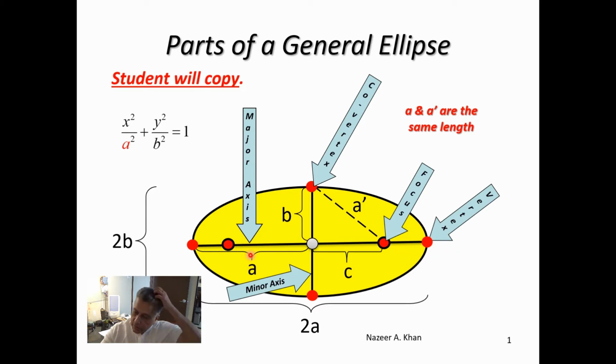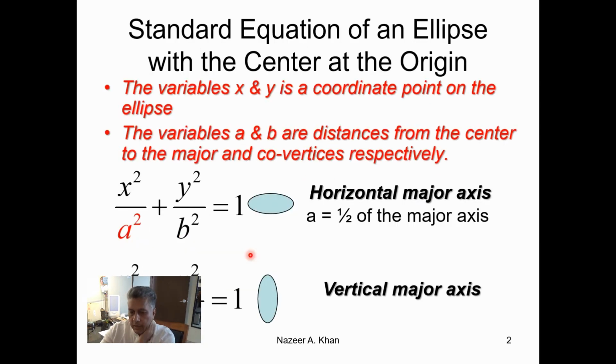It's a horizontal major axis. Let's go to the next slide. The vertices x and y is a coordinate point on the ellipse. The vertices A and B are the distance from the center to the major axis and the co-vertices respectively.